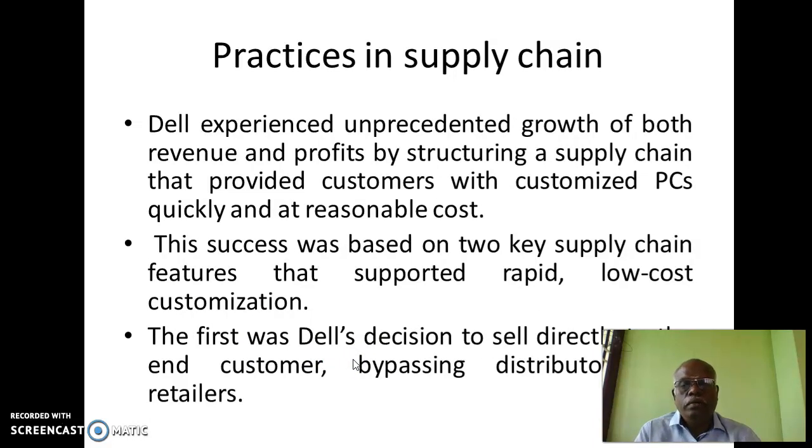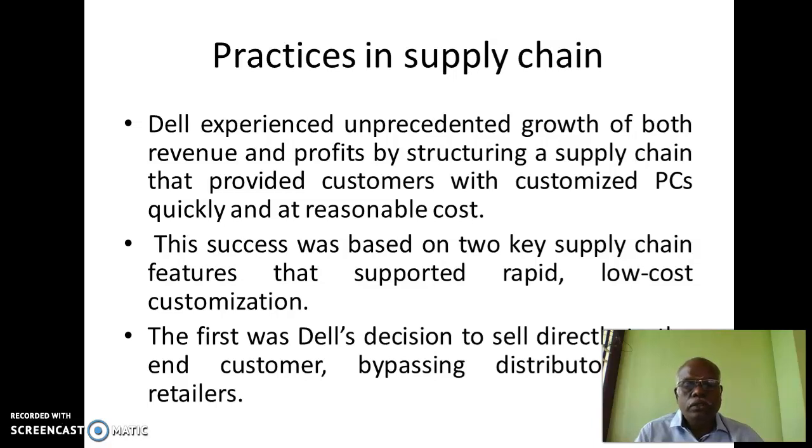If we take Dell, Dell experienced unprecedented growth of both revenue and profits by structuring a supply chain that provided customers with customized PCs quickly at reasonable costs. So the success was based on two key supply chain features that supported rapid and low cost customization.